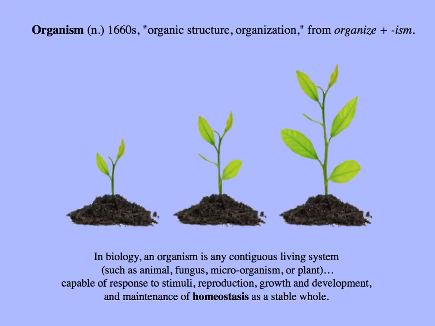So this is an organismically based theory, meaning it's related to this idea that in biology, any organism is any contiguous living system, such as animal, fungus, microorganism, or plant, capable of response to stimuli, reproduction, growth and development, and maintenance of homeostasis as a stable whole. I think there's really two key pieces to homeostasis here, because one is just the ability to get enough water for this plant, to make sure it's not too hot and too cold in the environment. It sheds its leaves in the winter when it doesn't want to be exposed. That's a sort of example of contact and withdrawal and regulation.